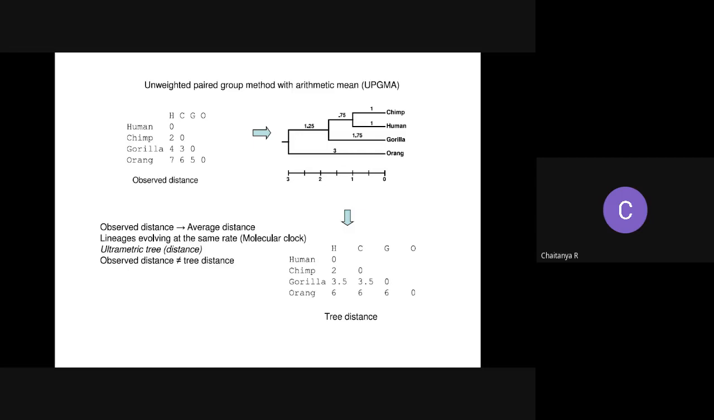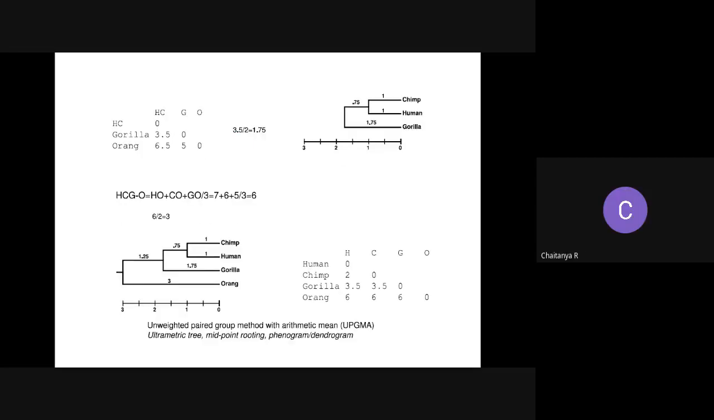If anyone has questions thus far. Yeah, could you go to the previous slide, please? Yeah, and could you explain how we got the tree in the orangutan and the rest of the human, chimp, and the gorilla clade?